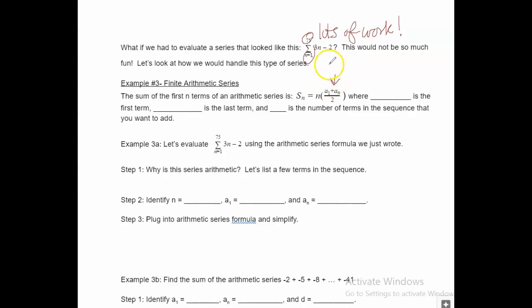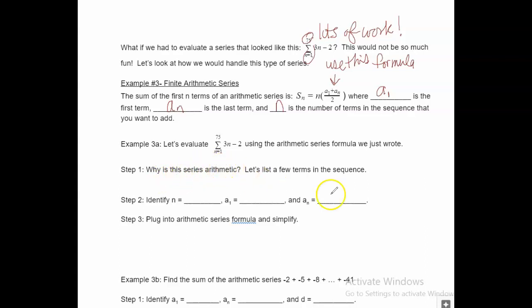So instead, we have a formula where we can sum an arithmetic series, where A1 is the first term value, An is the last term value, and n is the number of terms in the sequence that you want to add. So we're going to go ahead and do this first, the 75th one, and we're going to use that formula. So is this series arithmetic?